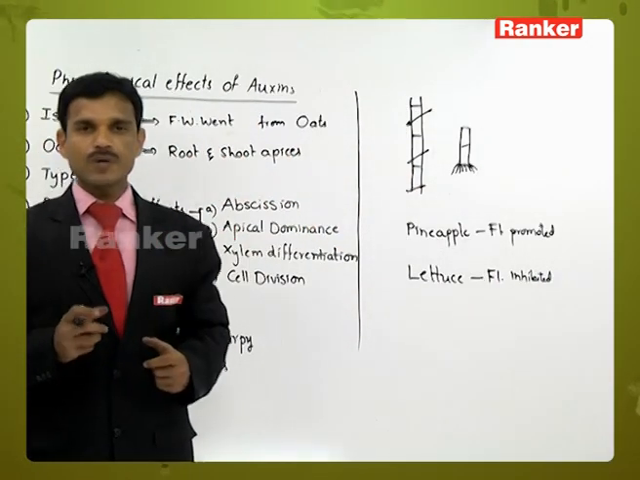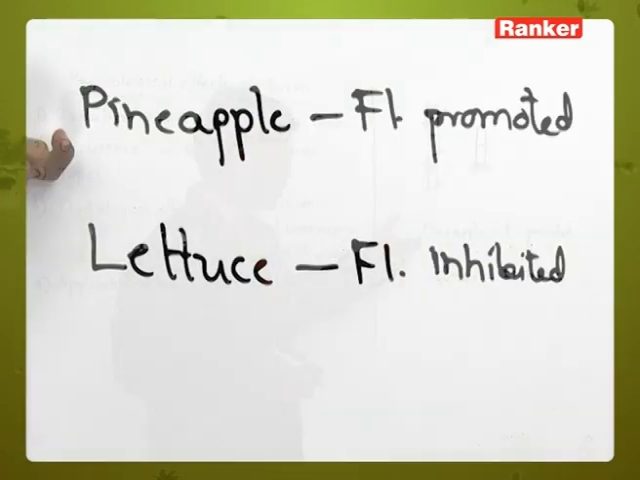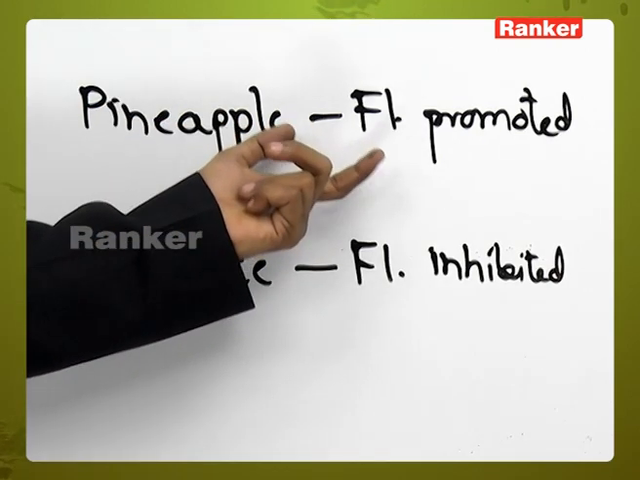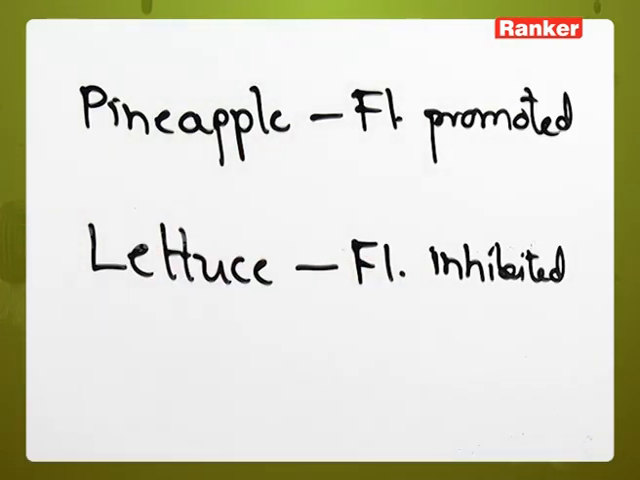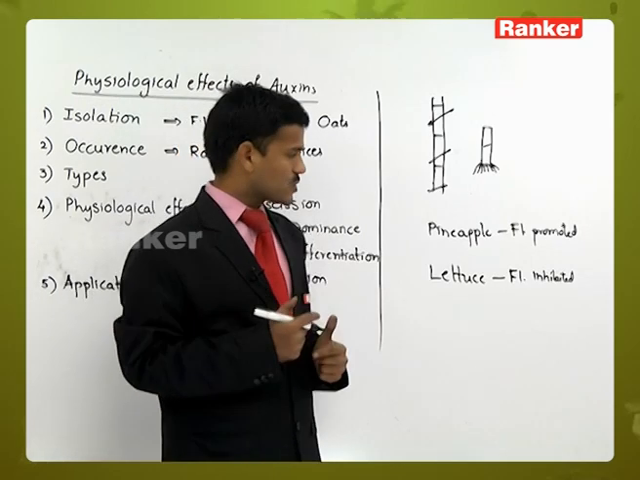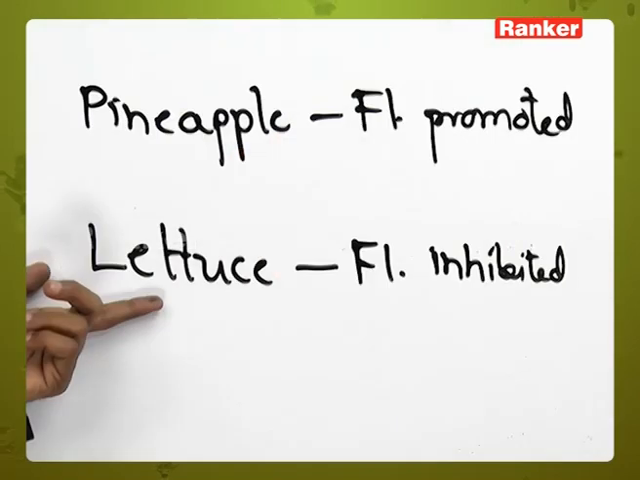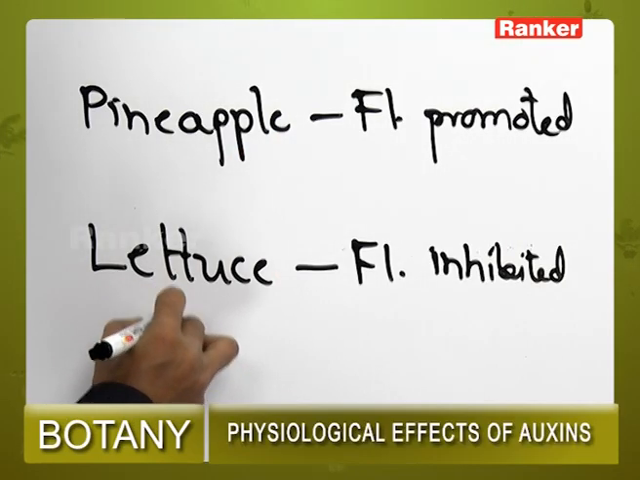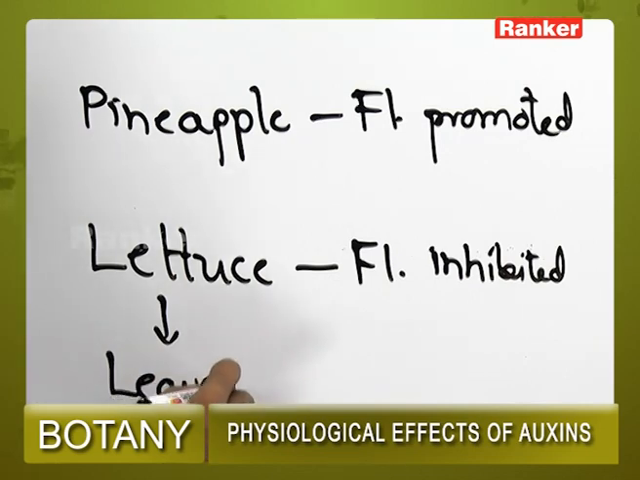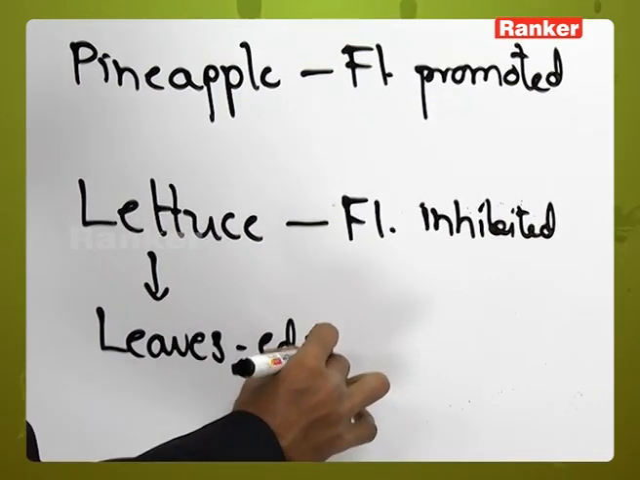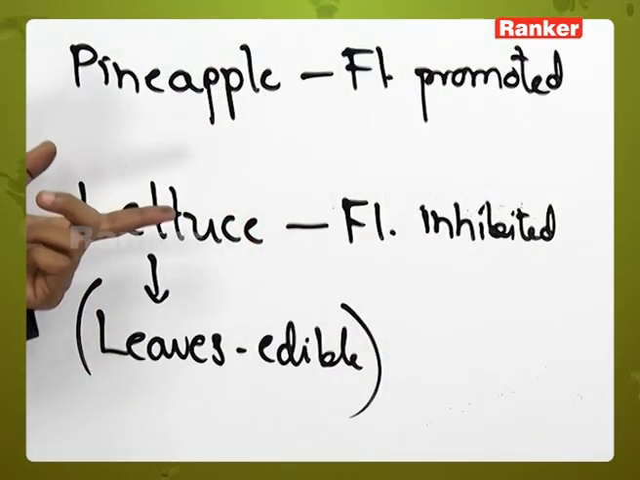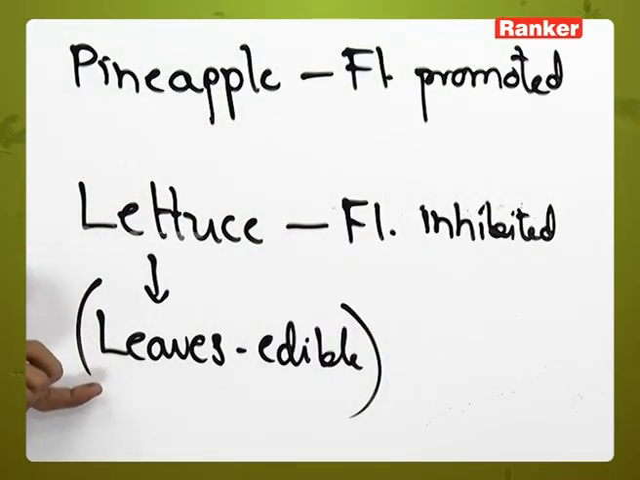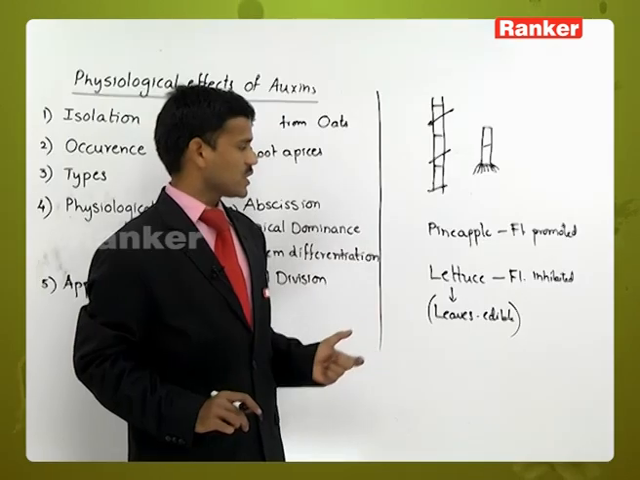In pineapple, the fruits are important. A low concentration of auxins promotes pineapple flowering, and the flowers, after fertilization, develop into fruits. In lettuce, flowering is inhibited. How is that useful? In the lettuce plant, only the leaves are edible. Commercially, the flowers are not important. If more leaves are produced, that is beneficial to the farmer.